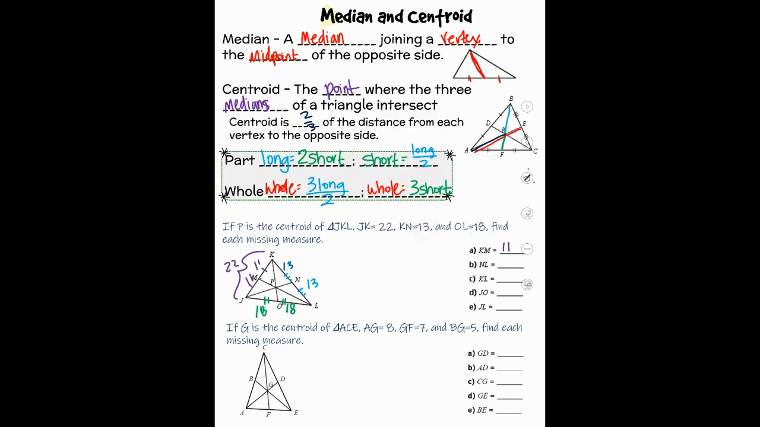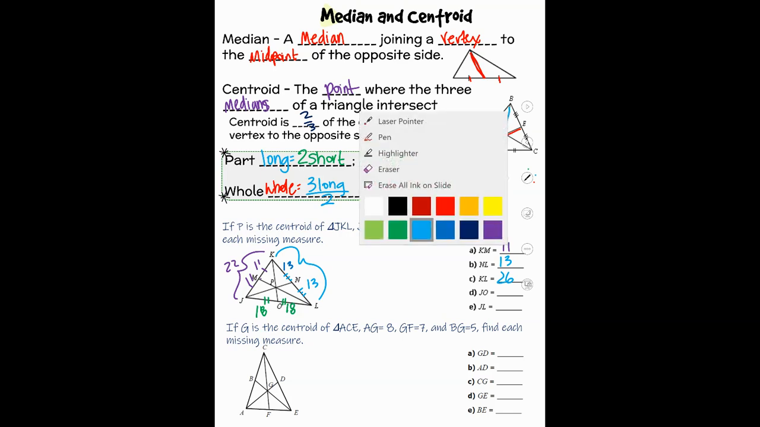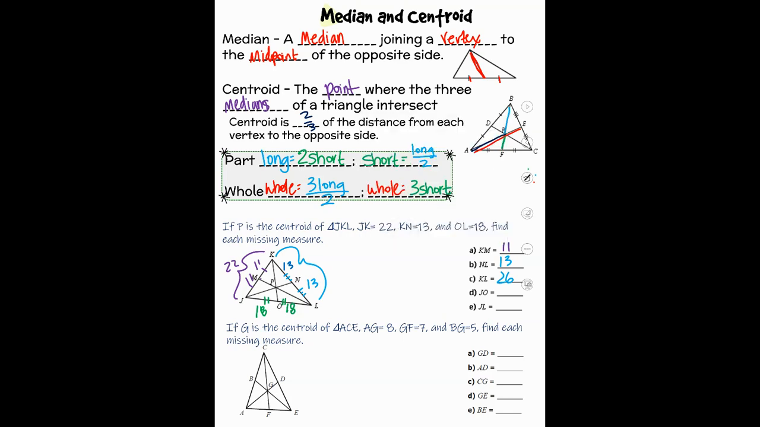NL is 13. KL, what's the total? So 13 plus 13, that's 26. JO, we said was 18. JL is the total, so 18 plus 18, and that's 36. Okay, now let's get to the inside, talking about the measures of the centroids.